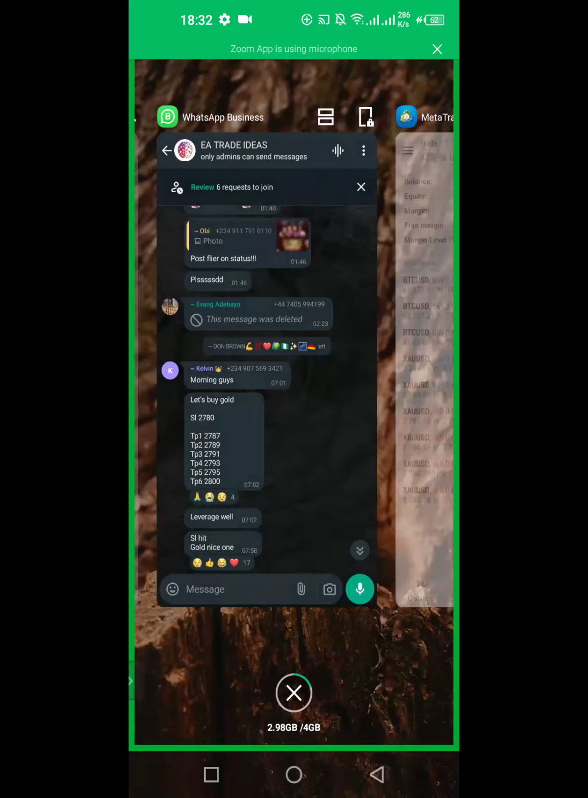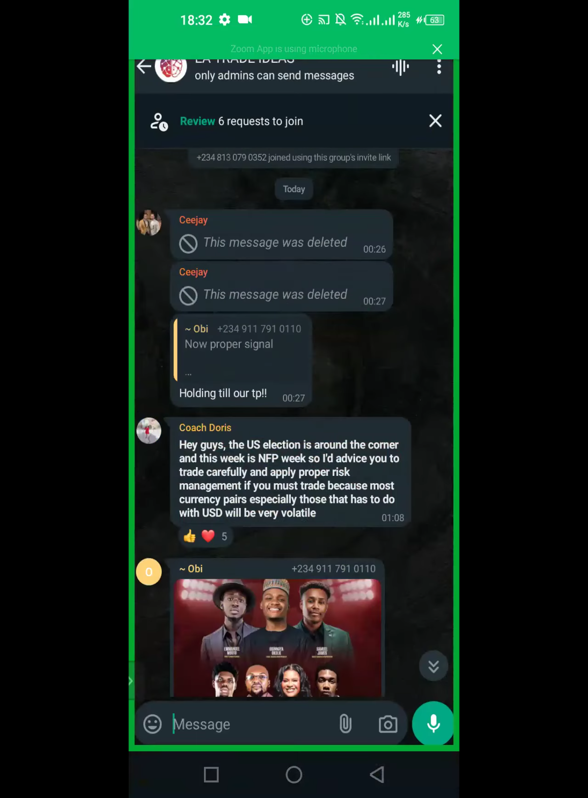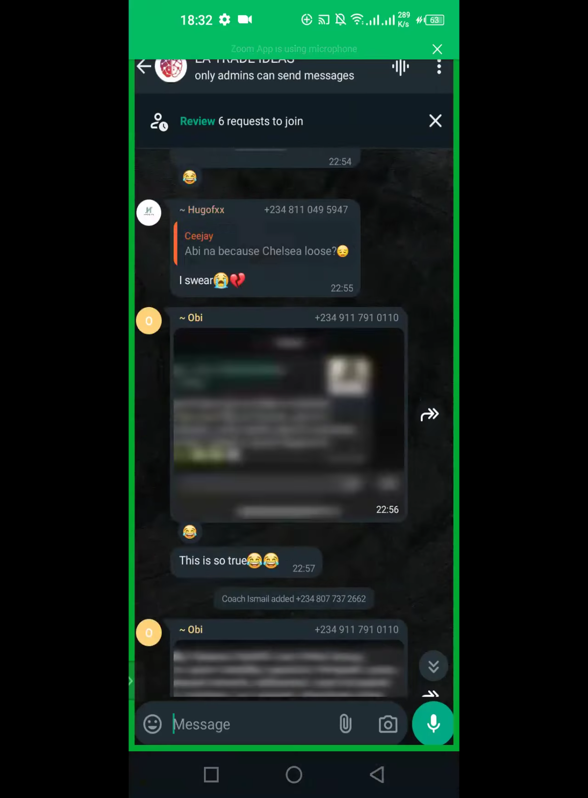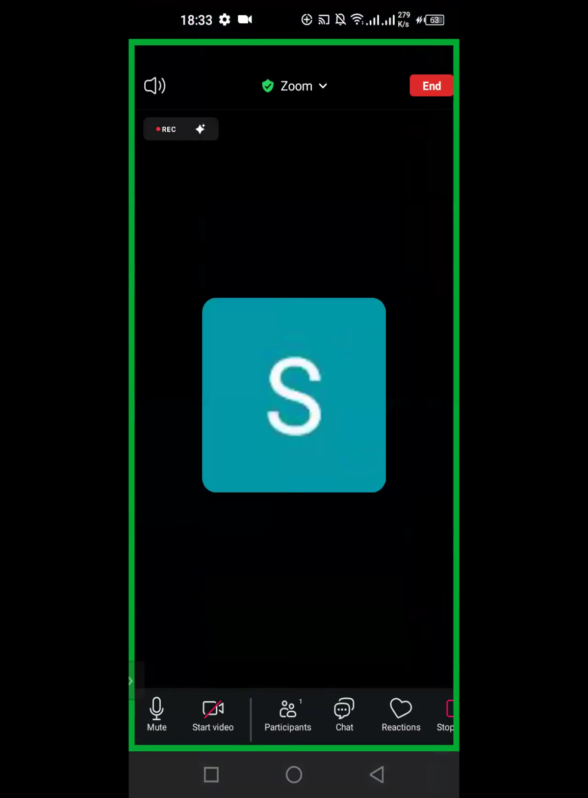It's literally as simple as that. That's all about how to take partial profit and set break even.